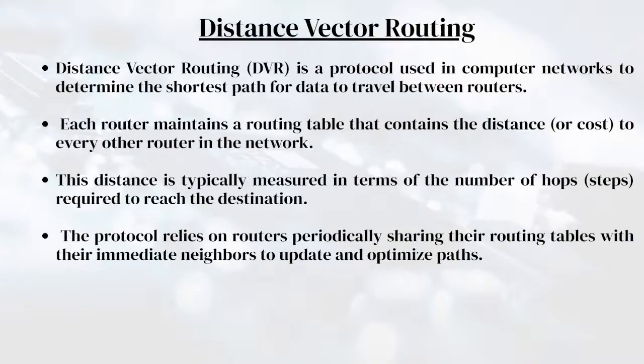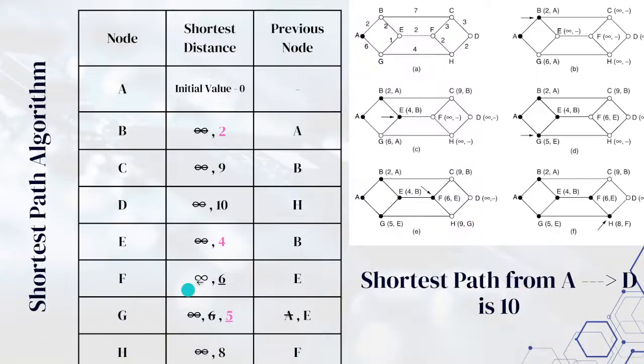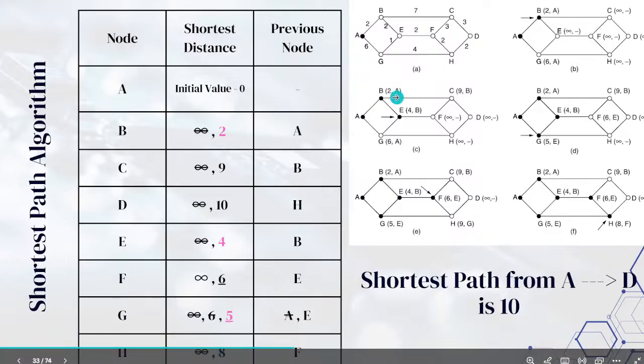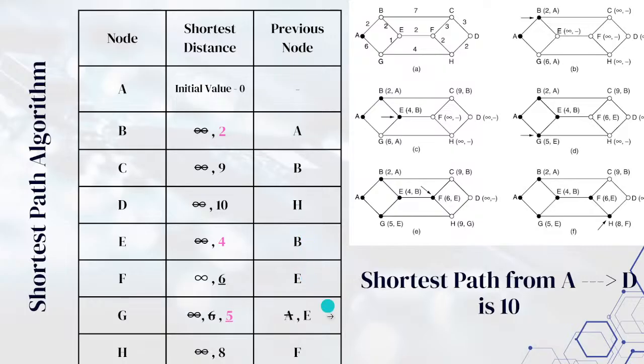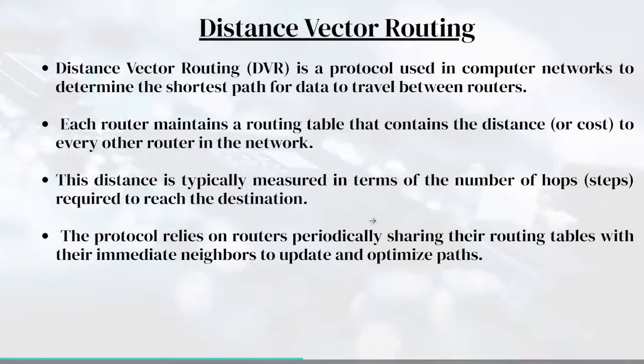Here again I'm reminding, this is a printing mistake, so here you have to cut down. This is also a cut down portion. So the final is 0 2 9 10 4 6 5 8, and here it is A B H B E E F. This is the previous node. Okay, fine. So now the next important topic is distance vector routing.